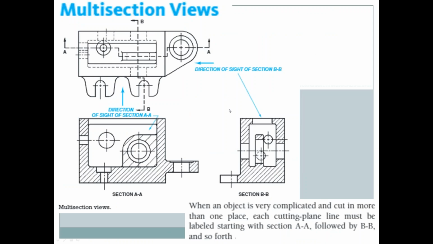For a multi-section view, when the object is very complicated and cut in more than one place, each cutting plane line must be labeled, starting with section AA followed by section BB. Look at this object here. You have section AA, and then you have section BB, because you need at least two sections to define what the object is going to look like. Show the direction of sight of section AA; you're looking in this direction, and for section BB, you're looking in that direction.